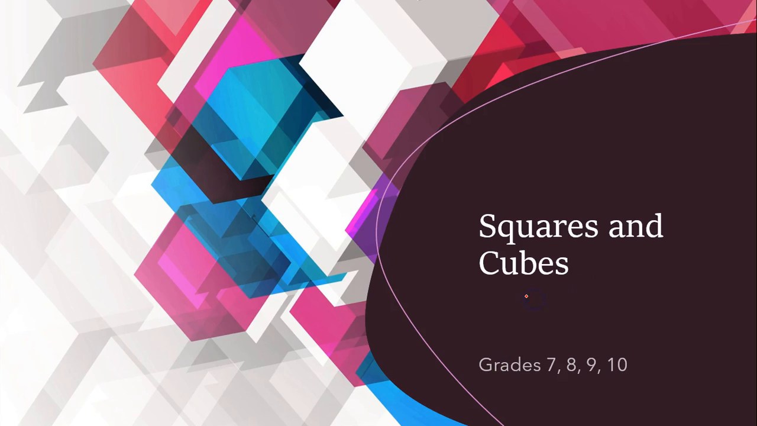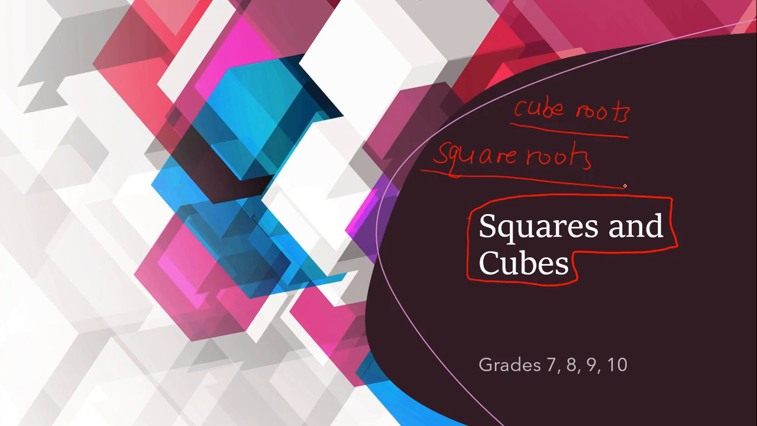And today we're on the chapter squares and cubes. As you can see, I'm making a solid shape around it. And this is not only going to be about squares and cubes, it's also going to be about square roots and cube roots. So the video is going to be focusing on both of these. And they're also for grades 7, 8, 9, 10.